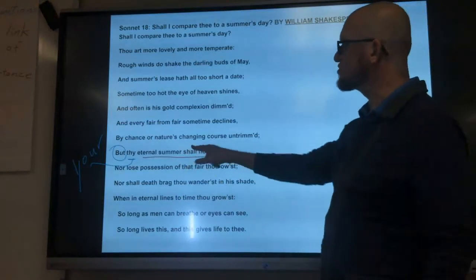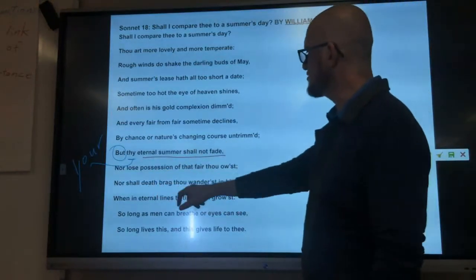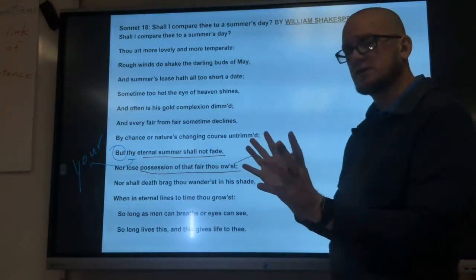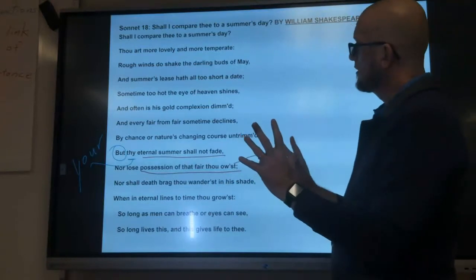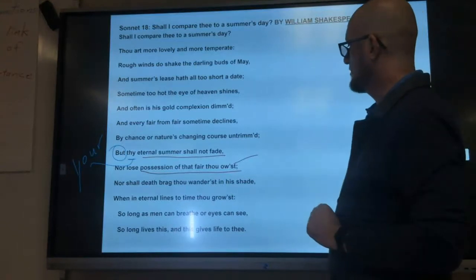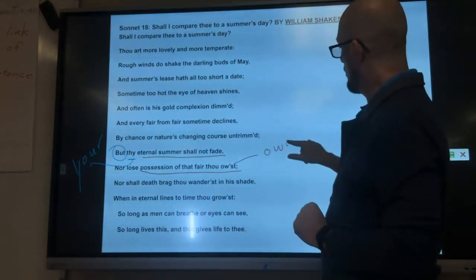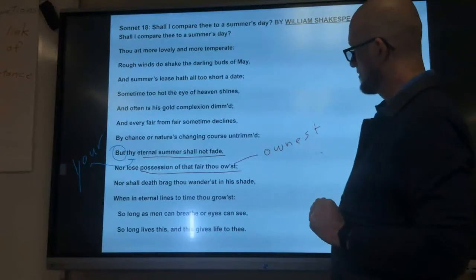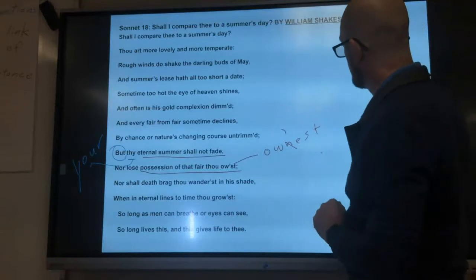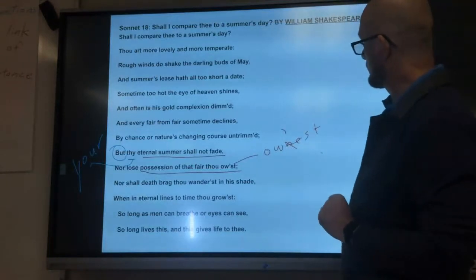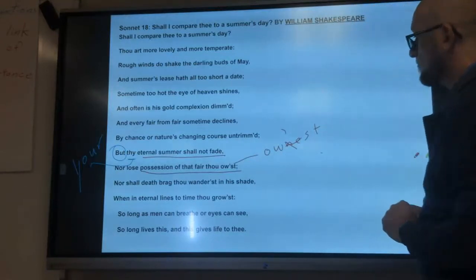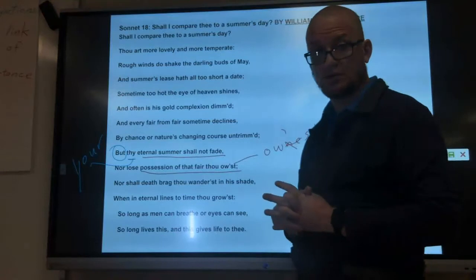But thy eternal summer shall not fade, nor lose possession of that fair thou owest. Now, he's fitting into a very tight meter here. Iambic pentameter, he is keeping the same number of syllables in each line. So instead of saying "ownest," he has removed two letters, which is what an apostrophe and a contraction shows, and we get that. It's to fit into the rhyme scheme, or the meter of iambic pentameter.